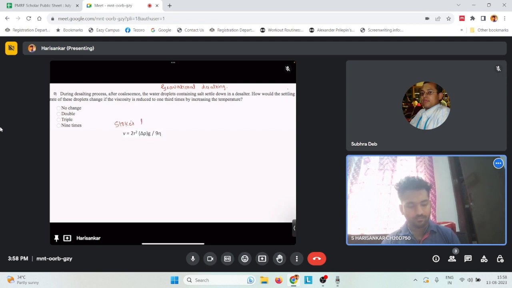So for gravitational desalting, according to Stokes' law, we have this formula: the settling velocity V is equal to 2r square delta rho g by 9 eta, where V is the velocity and eta is the viscosity. Now let's say this is case 1, so we use V1 and eta 1. Now we are increasing the temperature, and they have said that the viscosity in the second case, eta 2, will be eta 1 by 3.